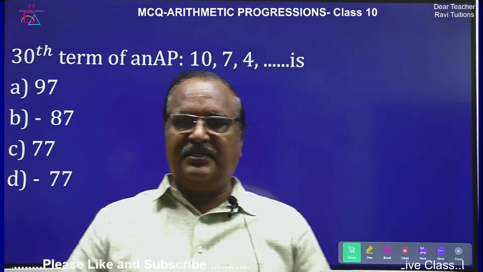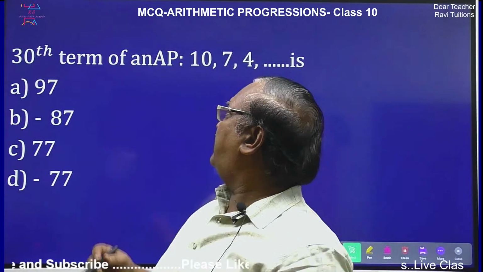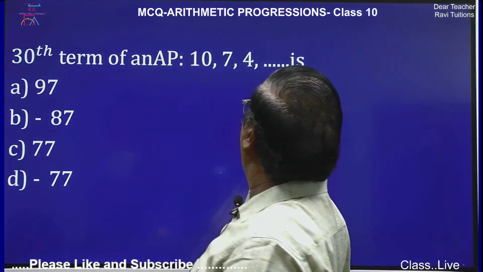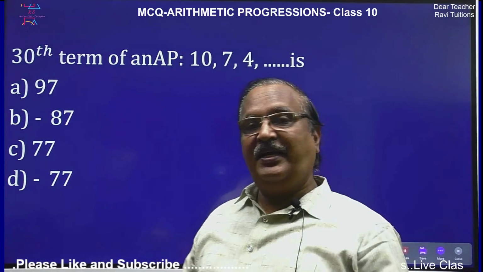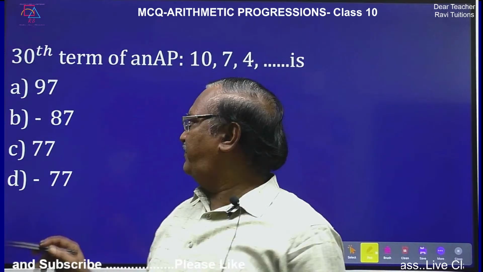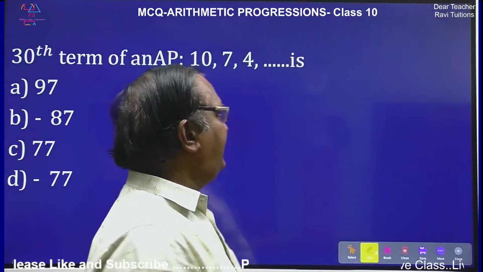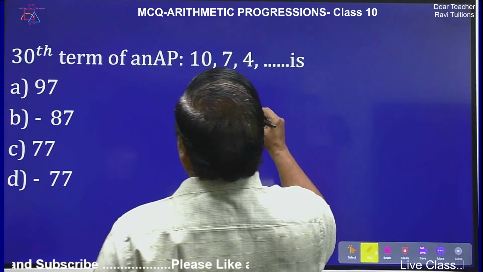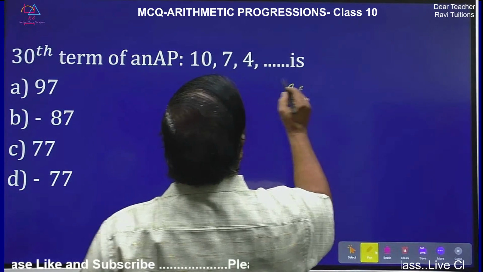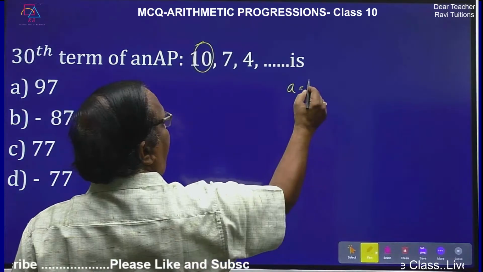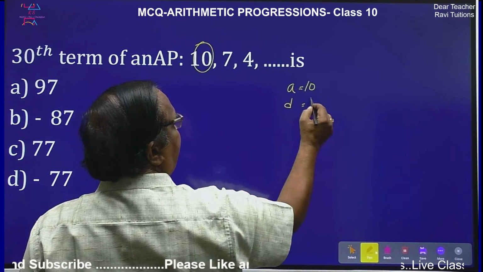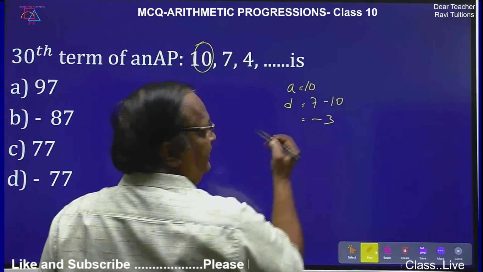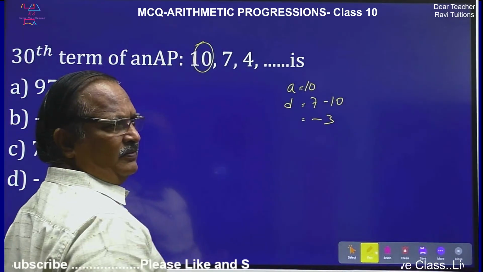The 30th term of an AP is how much? So the 30th term we have to find out. From this we have to find out the 30th term. So first let us have A. A is equal to the first term, 10, and D is equal to 7 minus 10, minus 3.